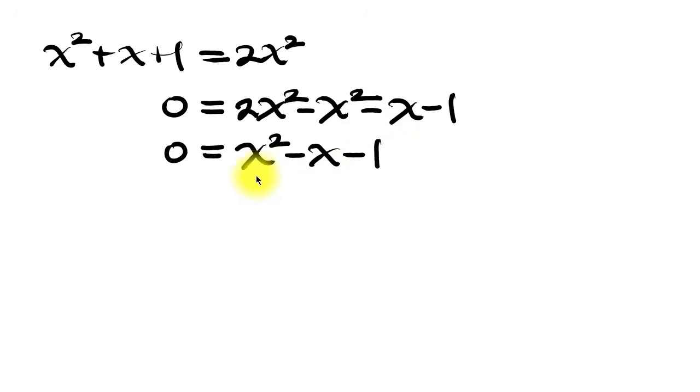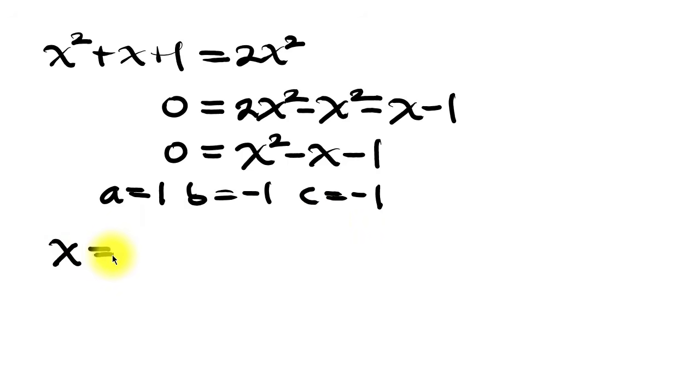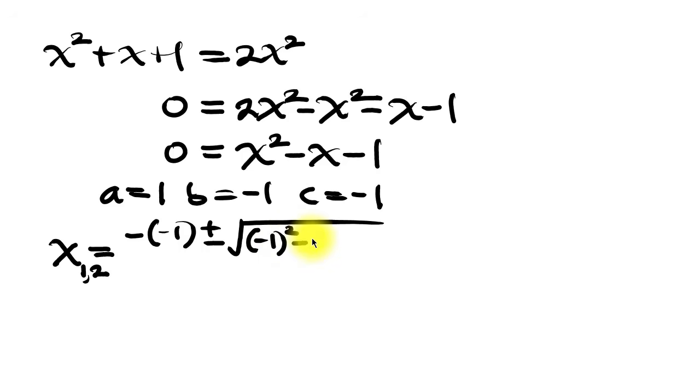Now we have a nice quadratic equation. Our a from this quadratic equation is 1, our b is negative 1, and our c is also negative 1. Now let's use the quadratic formula to solve this. So x will be equal to, we're looking for the first and second values of x, negative b, which is negative negative 1, plus or minus the square root of b squared, that will be negative 1 squared, minus 4 times a times c, all over 2 times a.